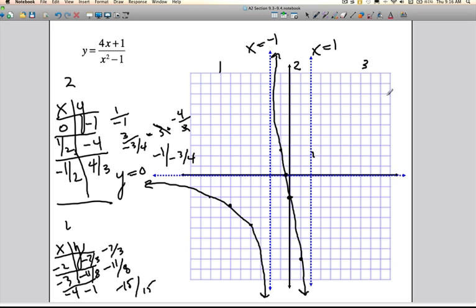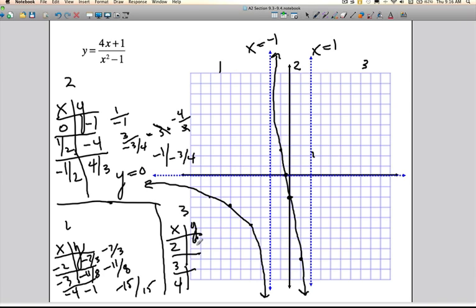Okay, and then I'd want to do the same thing over here for section 3. If I go ahead and in section 3 do an input-output table. Now I'm going to be picking values to the right of 1, so probably 2, 3, and 4, much like I did on the other side.